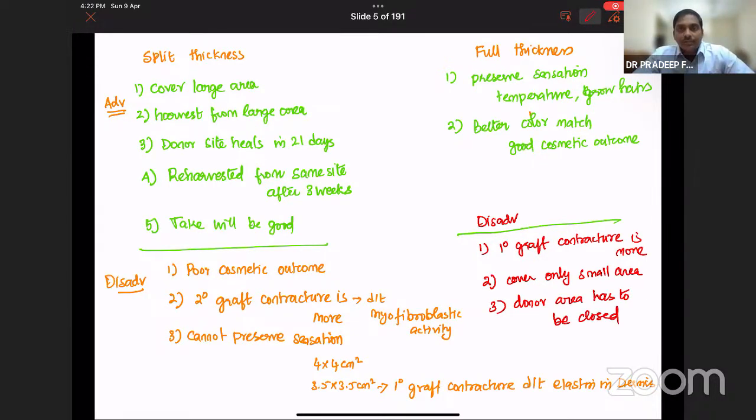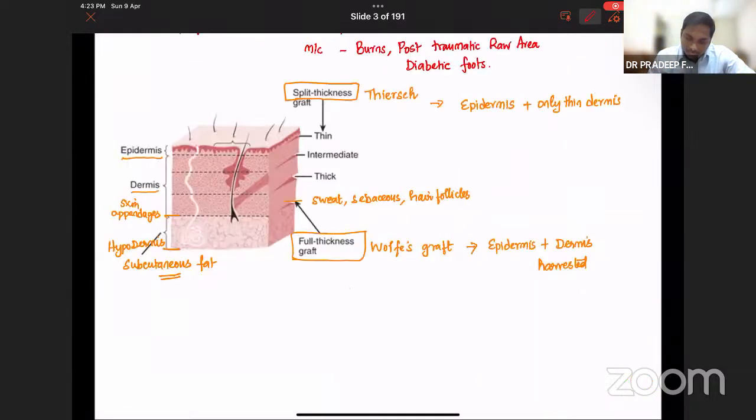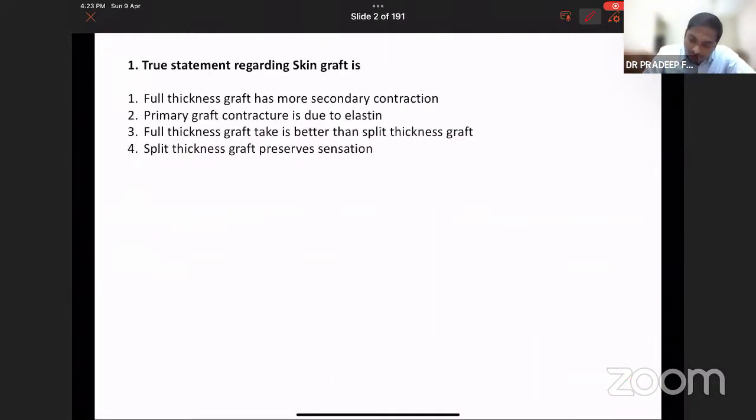So with this idea, can we move on to the question to answer. The full thickness skin graft has more secondary contraction. The secondary graft contraction is due to the myofibroblastic activity that is seen with split thickness skin graft. So it's a false statement. Primary graft contraction is due to the elastin. This is a true statement.